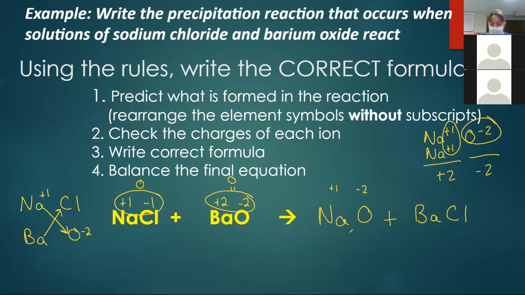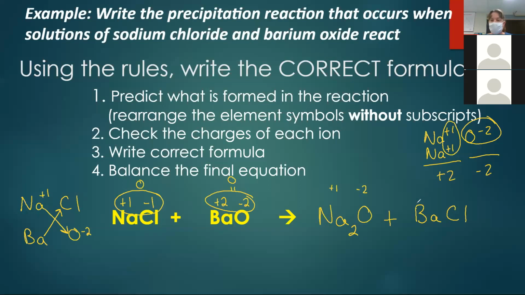We need to write the subscript 2 after Na to balance out that -2 charge. Okay, when you are determining this portion, these are subscripts. When you count the ions, it becomes a subscript in the chemical formula. So the correct formula is not NaO, it is Na2O, because the charges must balance out.